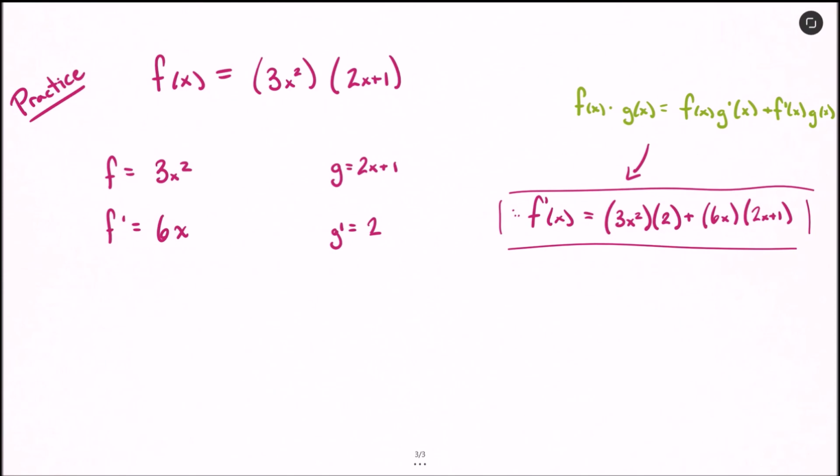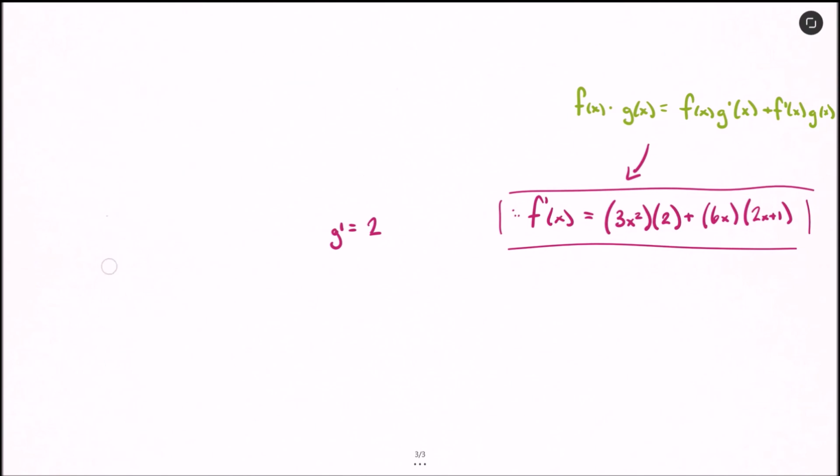And there we go. The full derivative of the equation is 3x squared times 2 plus 6x times the quantity 2x plus 1. If you didn't get that, please rewind, take a rewatch of this video, maybe even watch the ones before. It's here to help you ace that next exam.